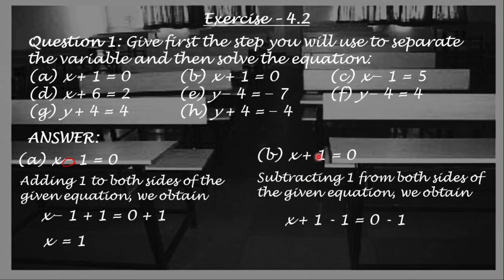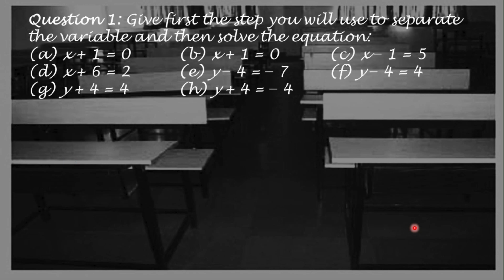Definitely minus 1. Why? Because if we subtract 0 with 1, we will get minus 1. Okay. Now the next, I'm going to start C part, which is x minus 1 is equals to 5.